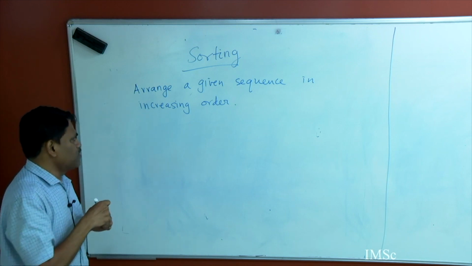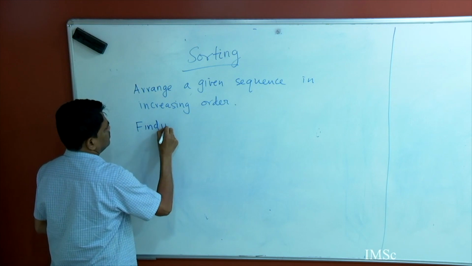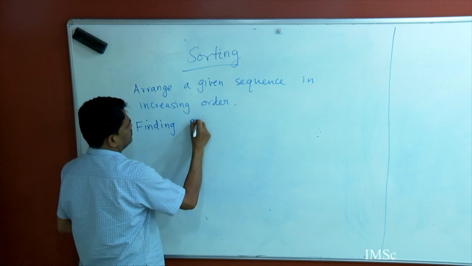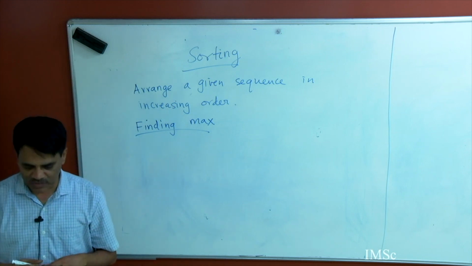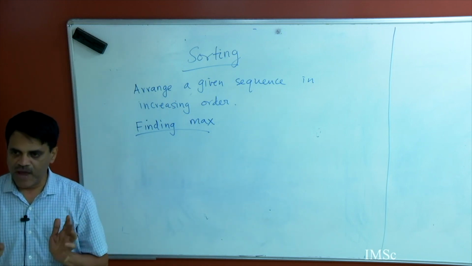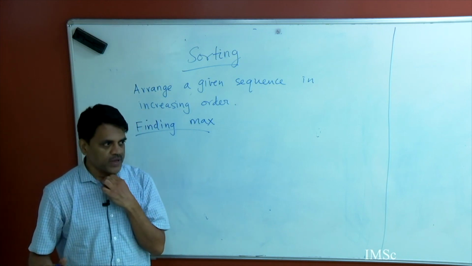So let's take the simpler problem of finding the max. We'll come back to sorting later. Suppose I want to find just the maximum of the given list. So what would be an algorithm to do this?